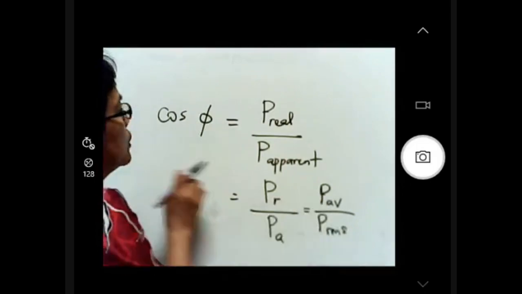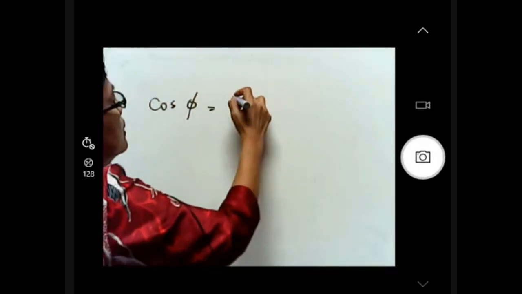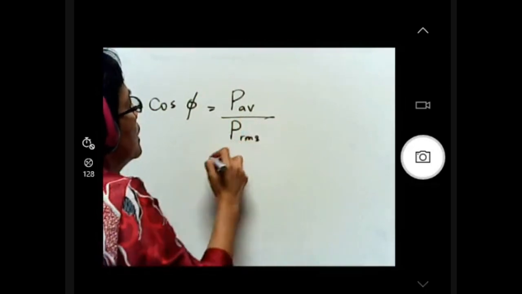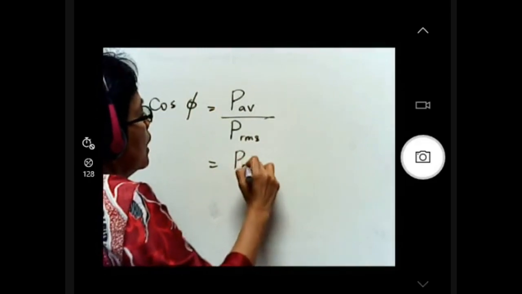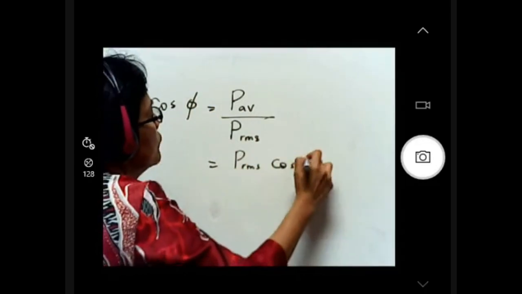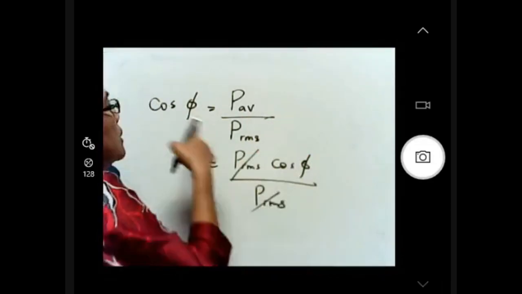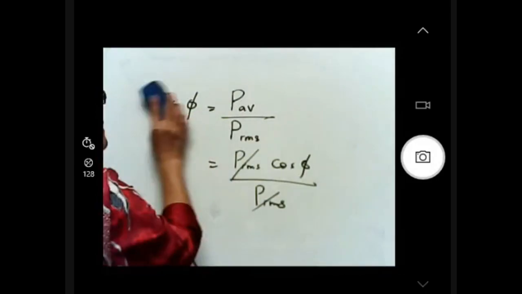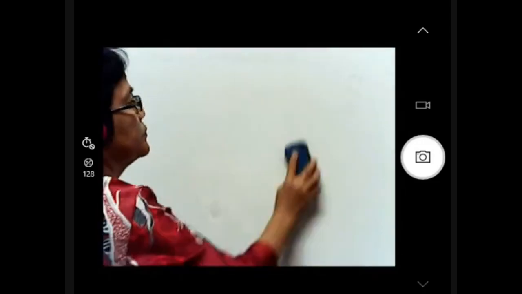So if P average, what is the equation? That means cos phi equals P average divided by P RMS, meaning P RMS cos phi divided by P RMS. So correct, we get it back. Okay, so we settle everything for chapter 6.